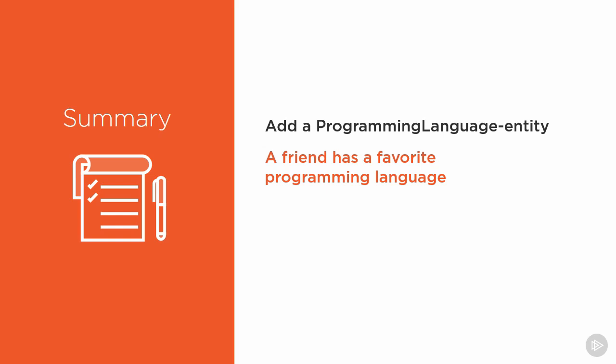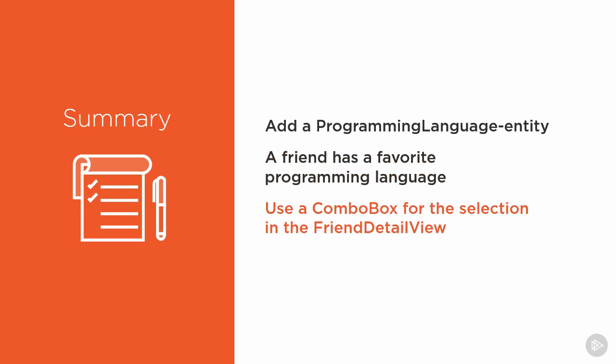As we have seen, on the database we have now a foreign key from the friend table to the programming language table. You also learned in this module how to use a combo box with data binding so that the user can select the favorite programming language for a friend in the friend detail view. In the next module, we will extend the friend model so that a friend can have phone numbers.